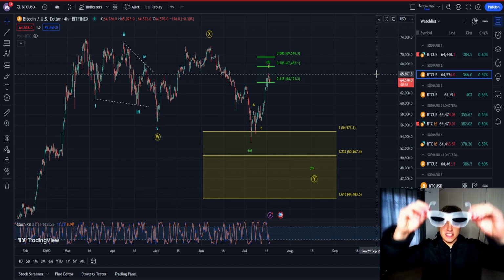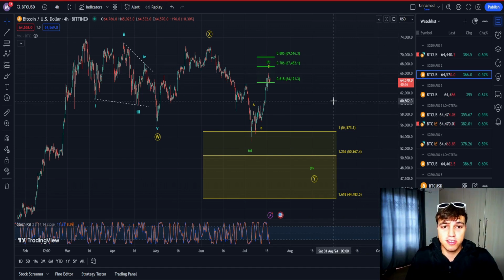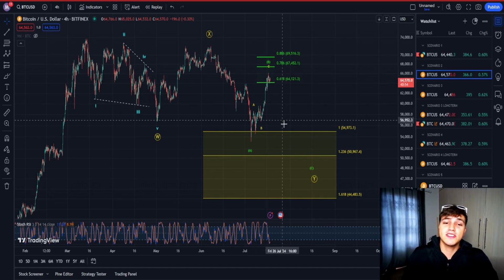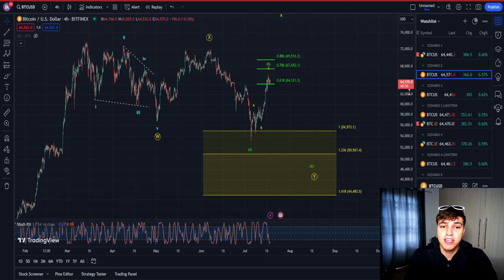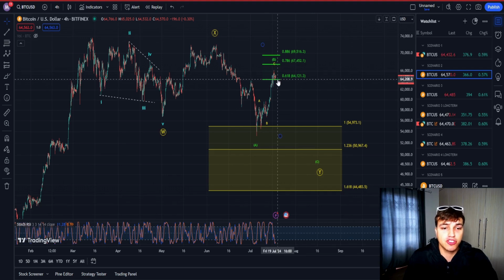Okay, enough with the nonsense. Let's get into the charts. At the moment, we can see we still have two scenarios on the chart as prices started to range, very similar to yesterday's price action.